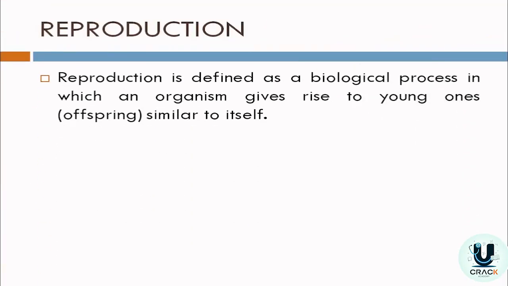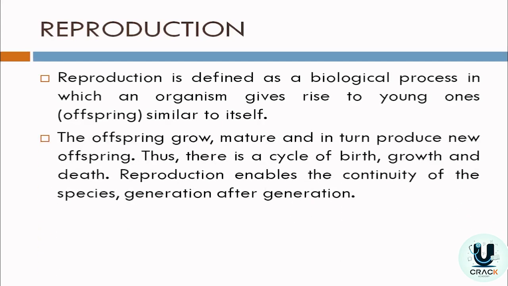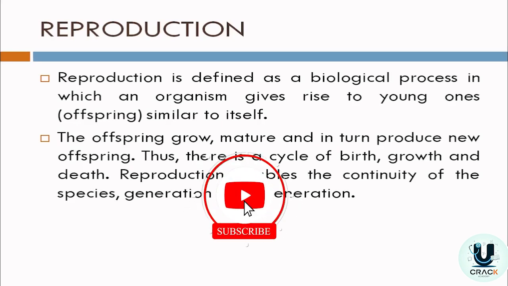Reproduction. Reproduction is defined as the biological process in which an organism gives rise to young ones, offspring similar to itself. The offspring grow, mature, and in turn produce new offspring. Thus, there is a cycle of birth, growth, and death. Reproduction enables the continuity of the species generation after generation.